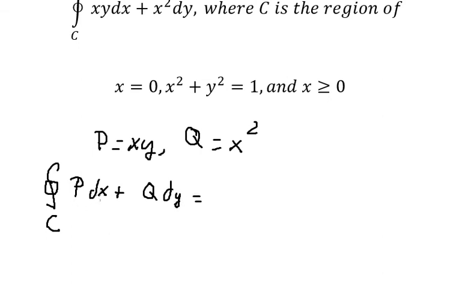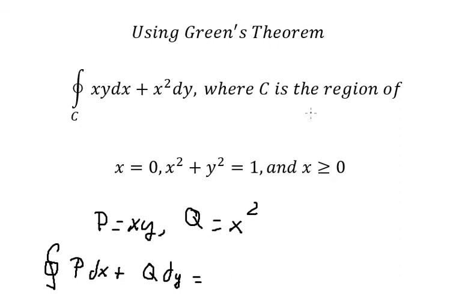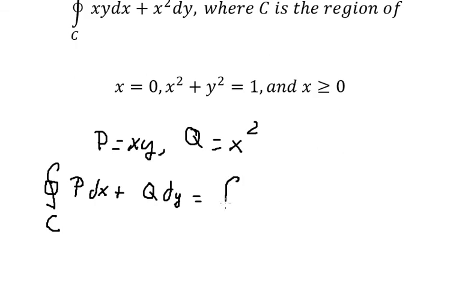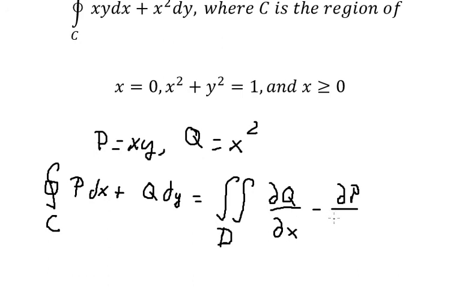If we apply the formula of Green's theorem, it will be like this. That's about double integrals, and we have D, and the next one should be about the first derivative of the function Q with respect to x minus the first derivative of P with respect to y, and we have dA in here.